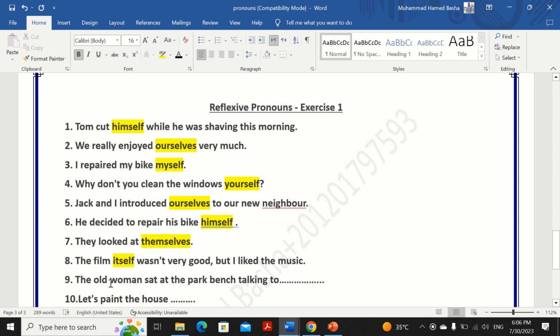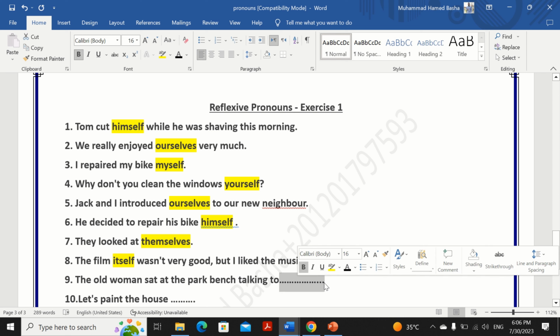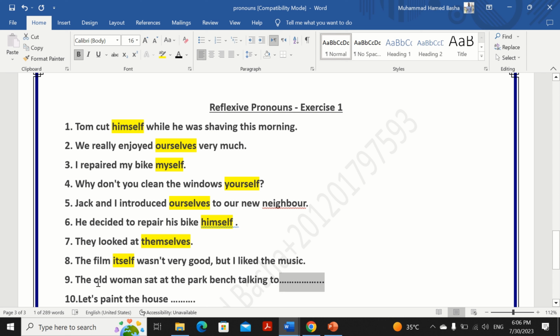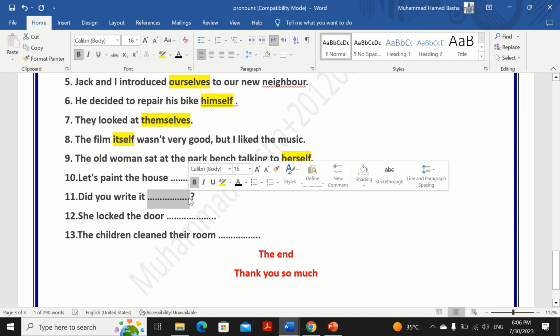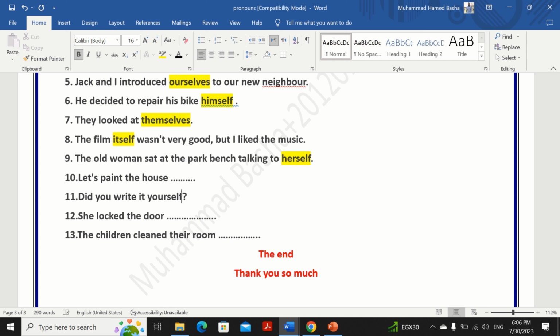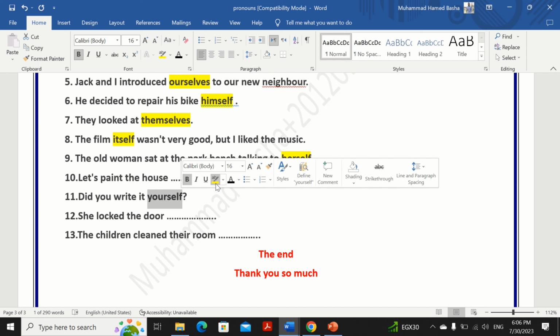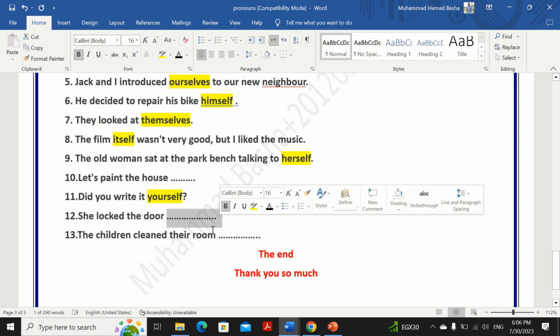The old woman sat on the park bench talking to. The old woman equals she. We turn she into herself. Excellent. Another question. Did you write it yourself? You should turn you into yourself or yourselves according to the subject, singular or plural. She locked the door herself.